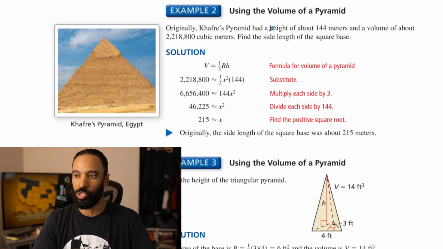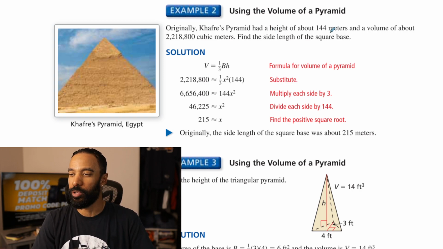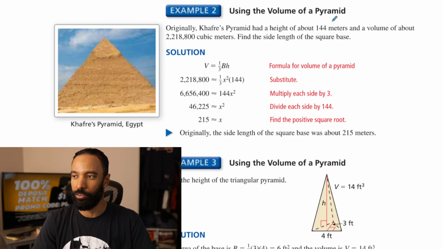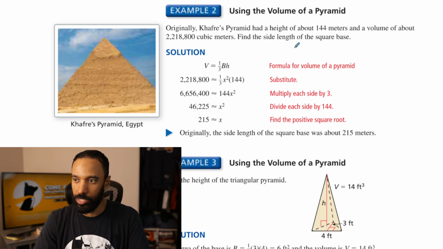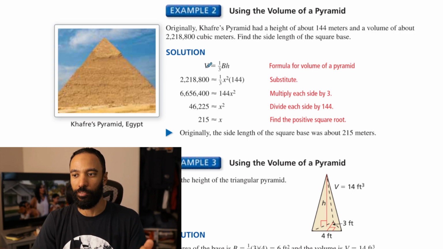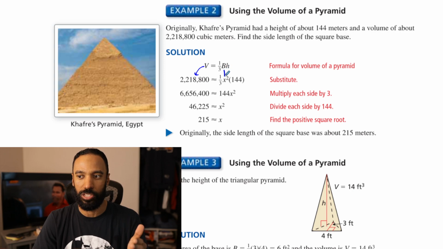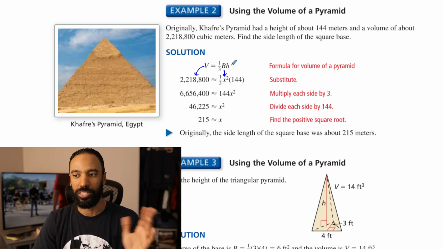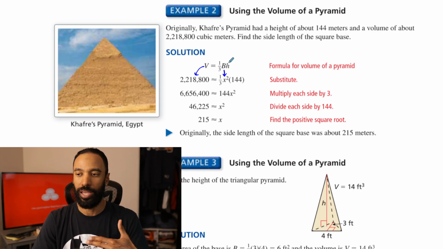All right, second example. It's a word problem. Originally, Khafre's pyramid had a height of about 144 meters and a volume of about 2.2 million cubic meters. Find the side length of the square base. So we did some of the stuff with prisms before. You know the volume, you can substitute it. It's area of base times height, and the base is a square. So both the side lengths, I would just find the area of the base first, then determine what kind of shape it is, and then go from there.